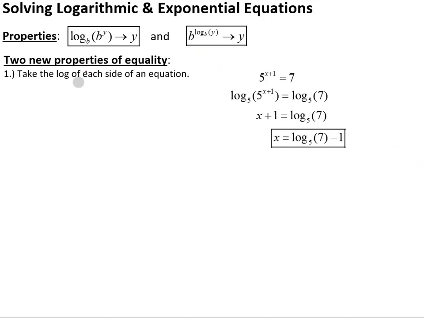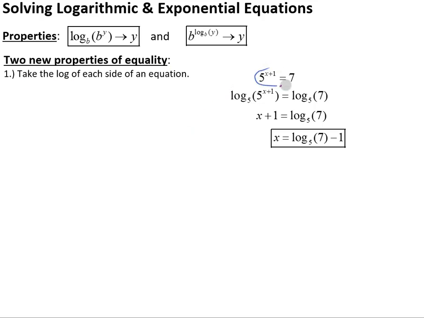Okay, so this leads us to two new properties of equality. Remember, properties of equality are things that you can do to both sides of an equation, as long as you do it to everything on both sides. Okay, so one of those is we can take the logarithm of each side of an equation.